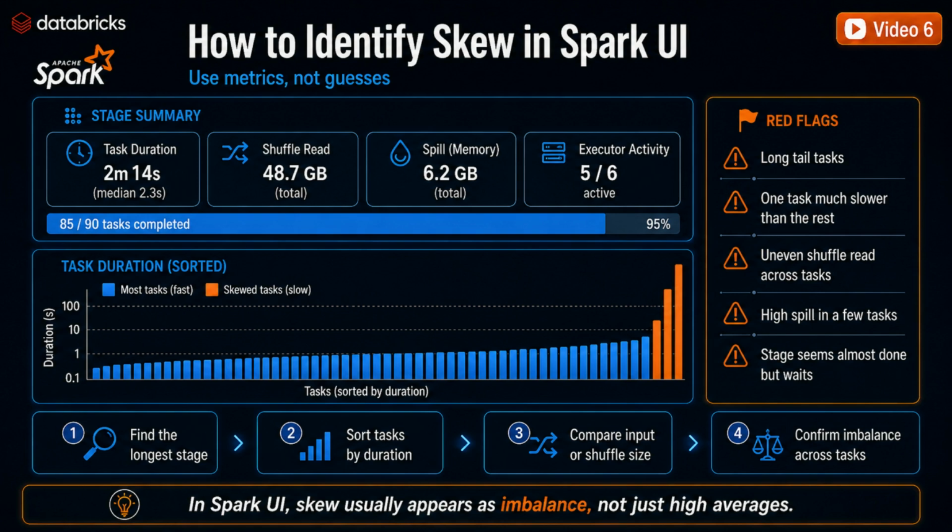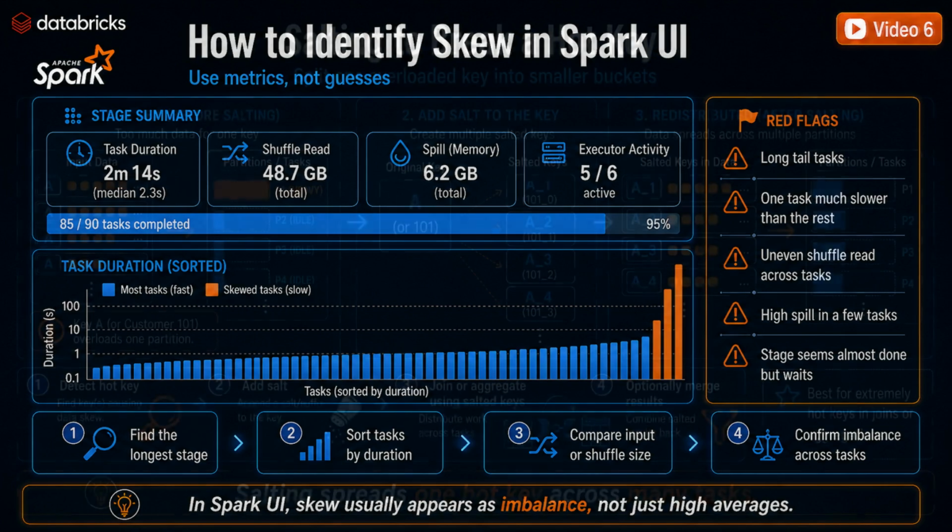A skewed task often reads much more data, spills more to disk, or keeps one executor busy while others are idle. Common red flags include long tail tasks, one task much slower than the rest, uneven shuffle read across tasks, high spill in only a few tasks, and a stage that seems almost done but keeps waiting. In Spark UI, skew usually appears as imbalance, not just high averages.